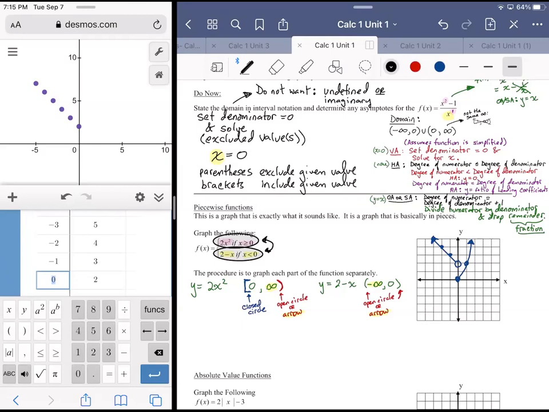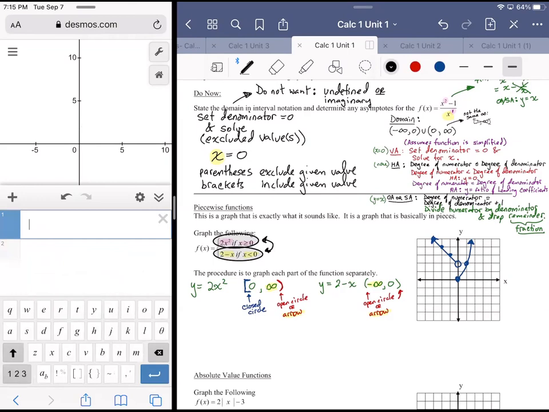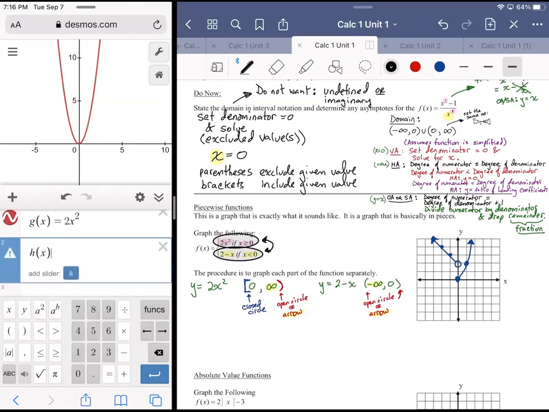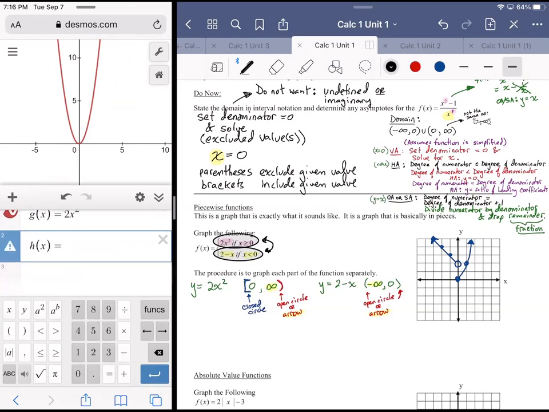All right. Now let me show you how to do this using a slightly different approach on Desmos than with the TI. Let's get rid of this. I'm going to take it from scratch here. I'm going to say f of x. Well, you know what? I'll be a little bit nicer here. I'll use g of x equals 2x squared, and I'll take h of x is equal to 2 minus x.